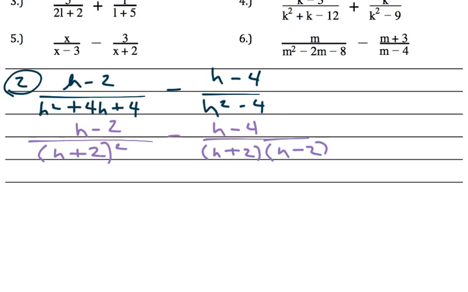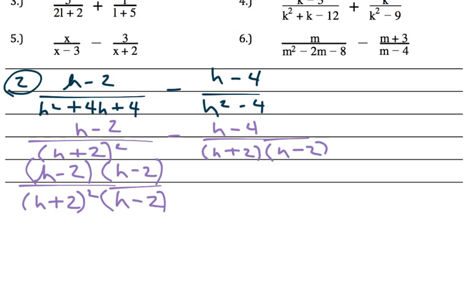Now, over here on the left side, I like this h minus 2 business. I like this h plus 2 squared. But what this needs that it doesn't have is the h minus 2 part from the other fraction. So I'm going to put that in parentheses and multiply this whole thing by h minus 2 over h minus 2. Now, both of those parts match up over here.